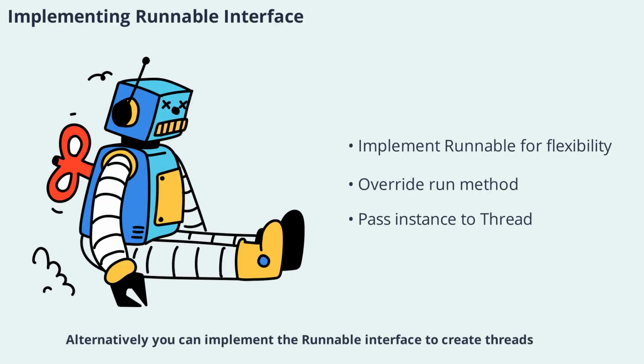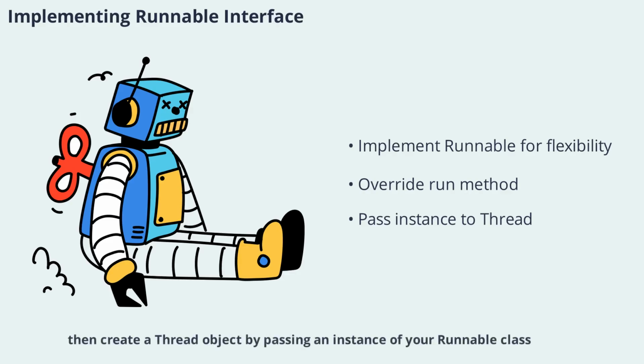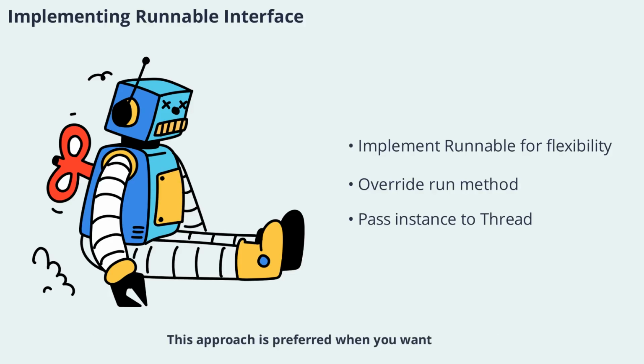Alternatively, you can implement the Runnable interface to create threads. This allows your class to extend another class if needed, providing more flexibility. You override the run method, then create a Thread object by passing an instance of your Runnable class. The start method is called on the Thread object to initiate execution. This approach is preferred when you want to separate the task from the thread itself.